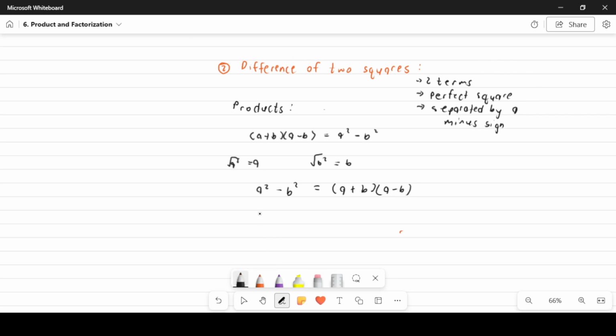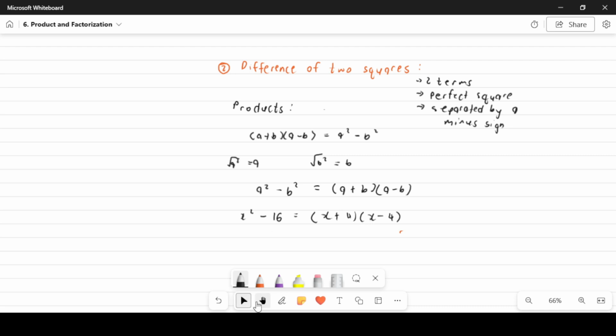So let's do an example. Let's say that we're given x squared minus 16. In order to get the factorized form, we'll square root the first term plus the square root of the second term, 4, and the square root of the first term minus the square root of the second term. Done. Very simple.